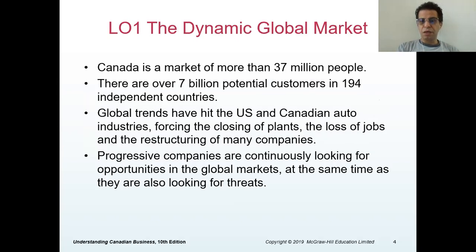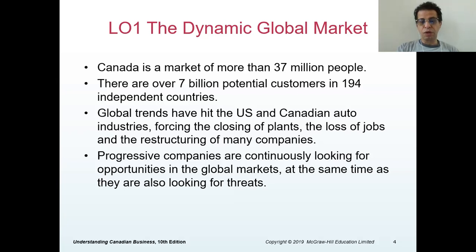So, the dynamic global market. As you know, Canada is a market of more than 37 million people who live here. There are over 7 billion potential customers in 194 independent countries and more. There are others that are not countries.